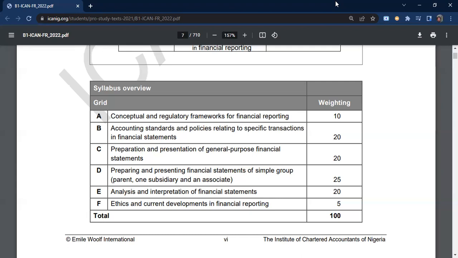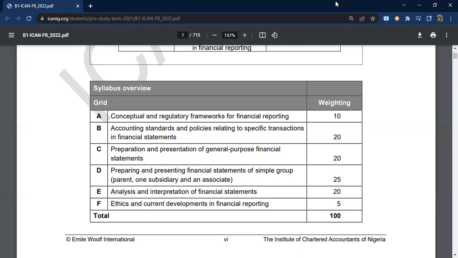Then what are the components of financial statements? That's also what we are going to be talking about in syllabus section A. We have 5 components of financial statements. We have the statement of profit or loss and other comprehensive income, the statement of changes in equity, the statement of financial position, the statement of cash flows, and we also have the notes to the accounts.